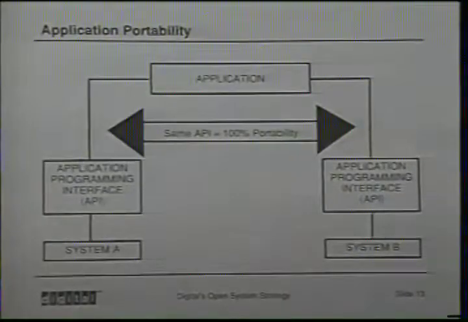So again, two of the key phrases in the definition of open systems are application portability and interoperability. Application portability refers to the ability to actually pick up an application and move it from one system to another system and have it run without modification. That's accomplished by using the same application programmer's interface across two different systems. An example of that would be Motif, being available on multiple different vendor systems so that you can have the same application run across different systems.